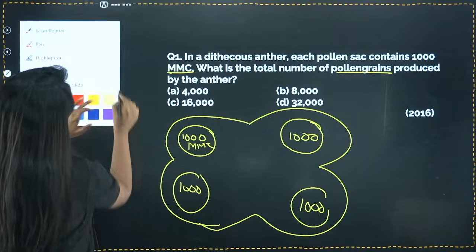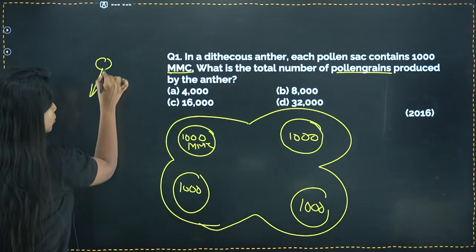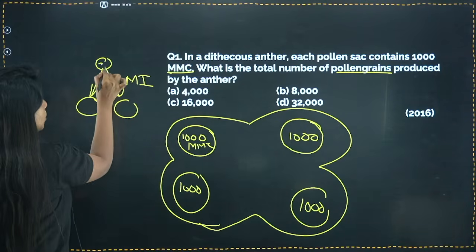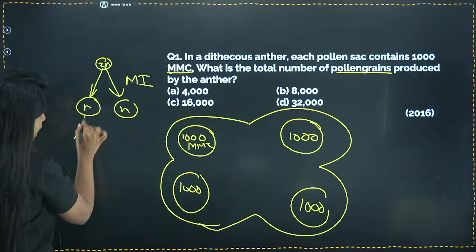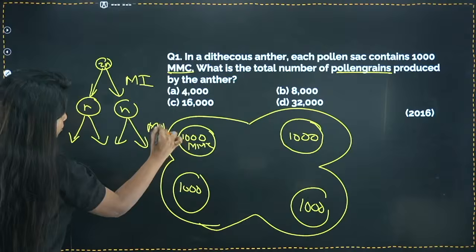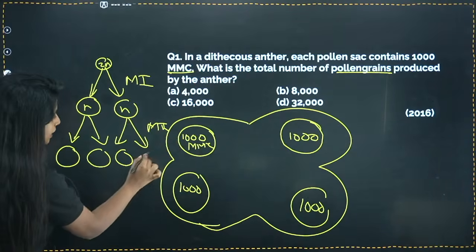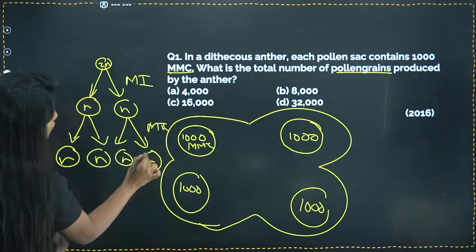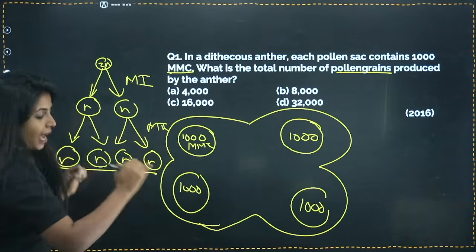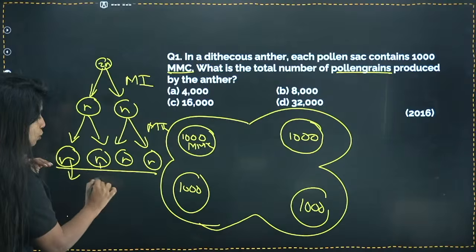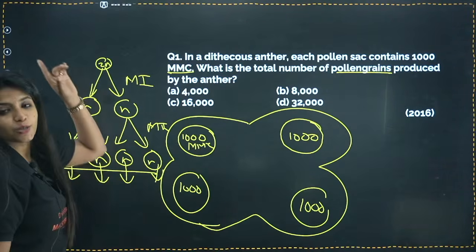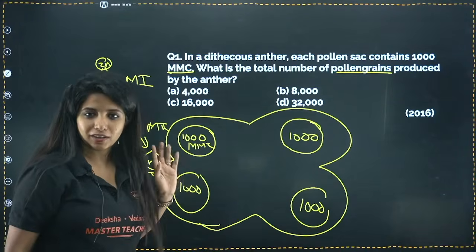1 MMC is going to undergo meiosis 1 and produce 2 cells. It was diploid, now it will become haploid. Again it undergoes meiosis 2, and what do you get? You get 4 cells at the end. So from 1 microspore mother cell, you get 4 microspores, and these 4 microspores individually become pollen grains. So one MMC gives rise to 4 pollen grains at the end.